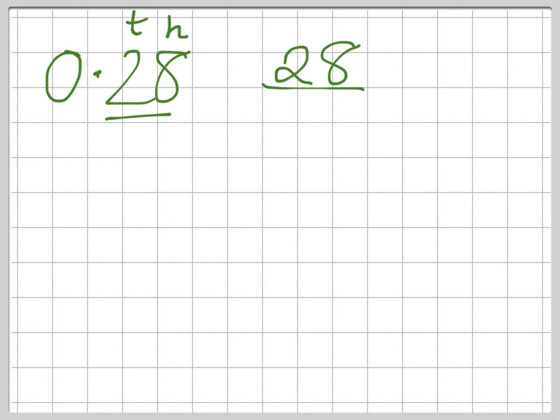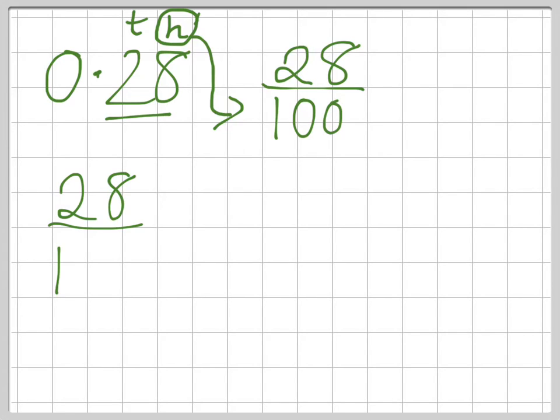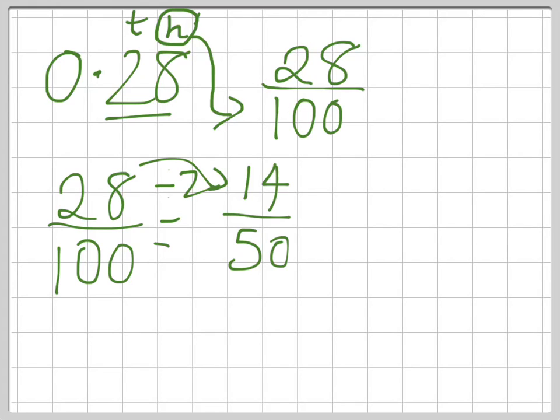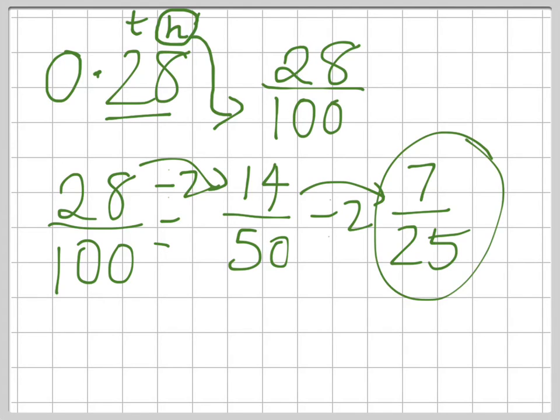Now, the number that you put on the bottom is whatever your final column is. So this is the hundredths column, so let's put 100 on the bottom. So once we've got 28 over 100, the final stage is to simplify. So if we divide by 2 top and bottom, we will get 14 over 50. And if we divide by 2 again, we will get 7 over 25, which is the fraction in its simplest form. Let's try another one.